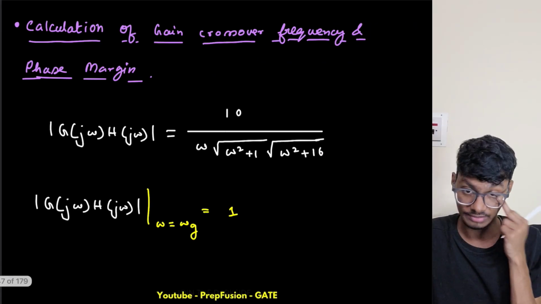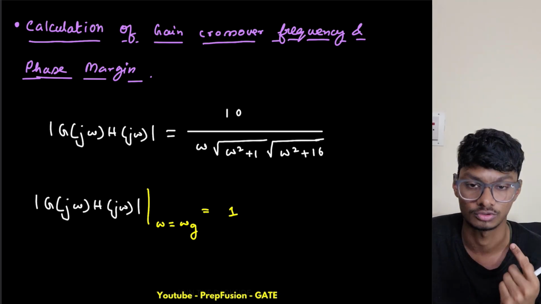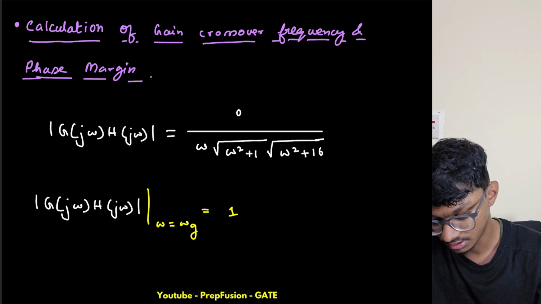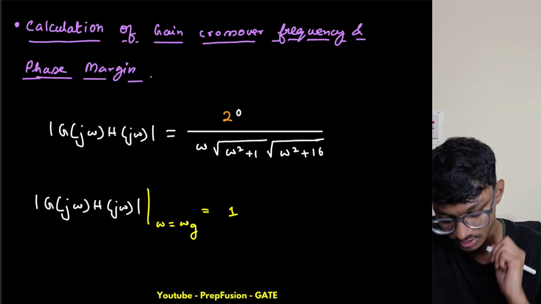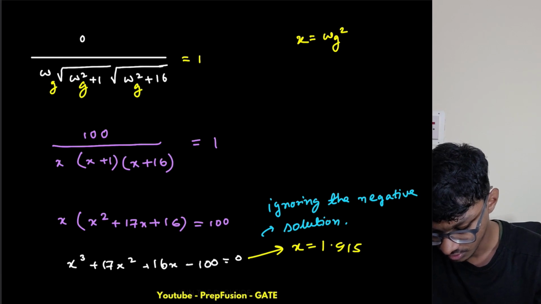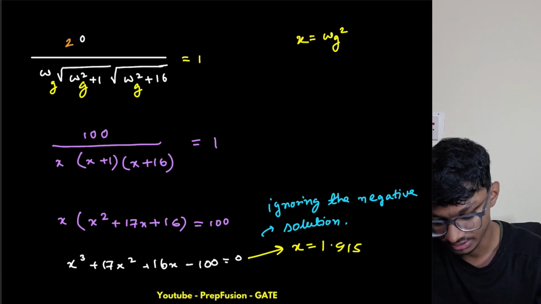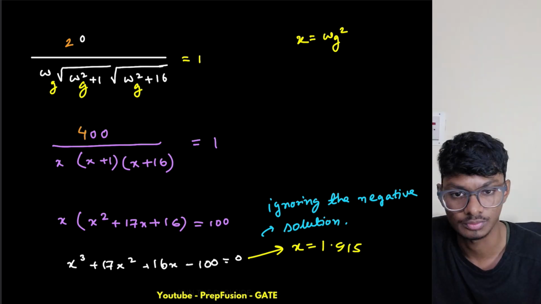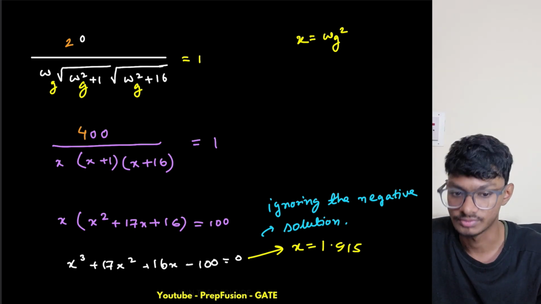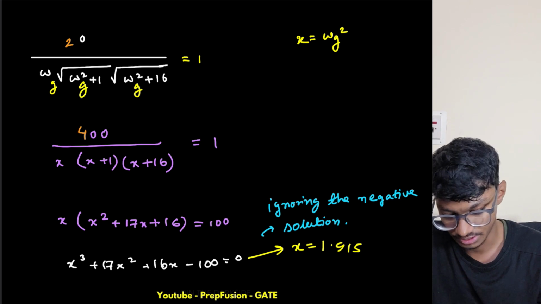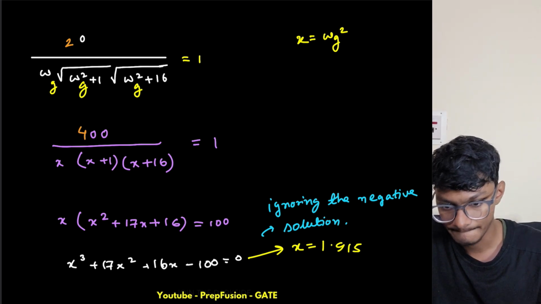Now what will happen to my gain margin? Sorry, what will happen to my gain crossover frequency? It will definitely change, because it depends on the gain, and my numerator has changed. So this will definitely change. Okay, so what will happen? If I square on both sides, the procedure is the same, just this numerator will change. Instead of 100, this will become 400, right? So this will change.